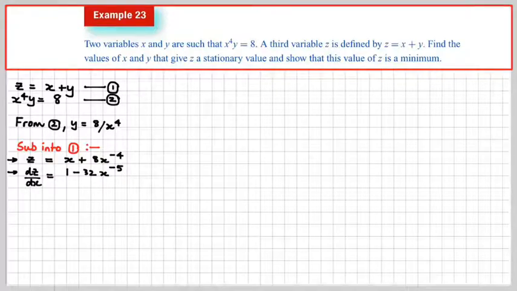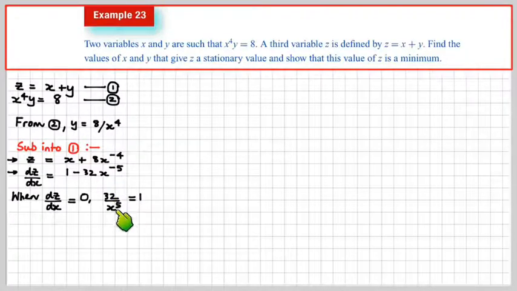Now we do the derivative. We're allowed to do the derivative because we've got z in terms of just a single variable. Now, dz/dx equals, see if I've done this right, 1, and 8 times minus 4 is minus 32, x to the minus 5. That looks good, and now I'm going to set that equal to 0. I've just rearranged that equation a little and put the x to the 5 on the bottom with a positive exponent. Therefore, x to the 5 equals 32, and therefore x is going to be 2, because 2 to the 5 equals 32.